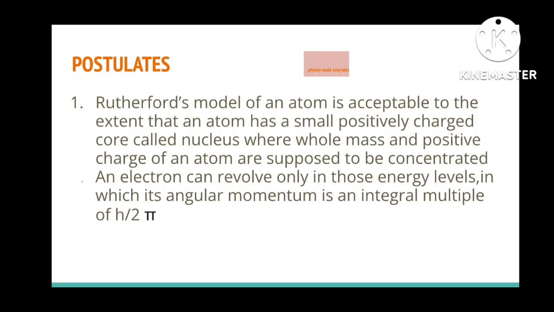Bohr made various assumptions. Number 1: Rutherford's model of the atom is acceptable to the extent that an atom has a small positively charged core, called the nucleus, where the whole mass and positive charge of the atom are supposed to be concentrated. Also, an electron can revolve only in those energy levels in which angular momentum is an integral multiple of h divided by 2 pi. Here h is the Planck constant. This is also known as the Bohr quantization condition for angular momentum.